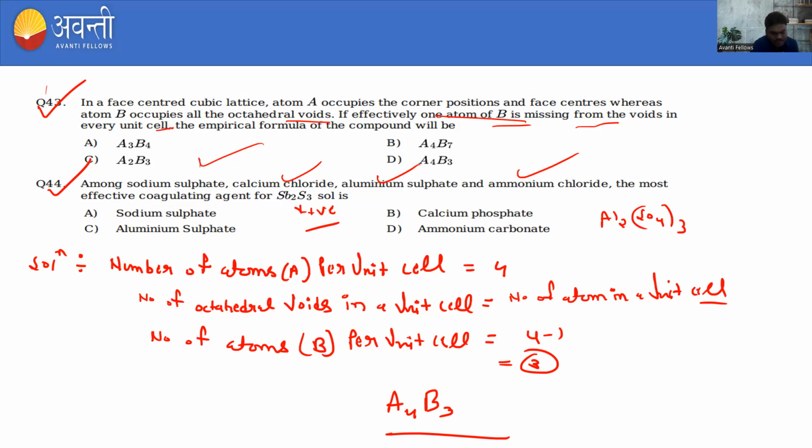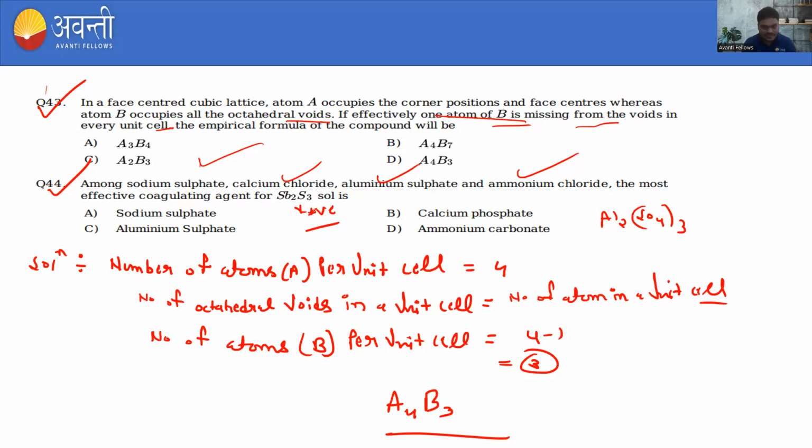In case of that, aluminum sulfide will be the most effective in coagulating, right? So always remember this thing. So this is question number 44. The first thing to notice here is that the given sol is the negative sol. So once it is clear, the objective is to find the ion that has the most positive charge. So which of the following has the most positive charge?